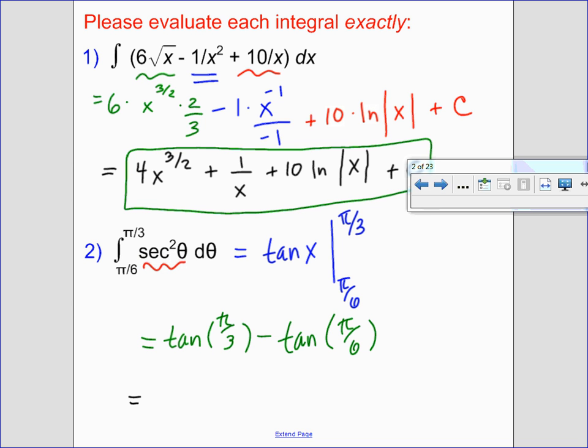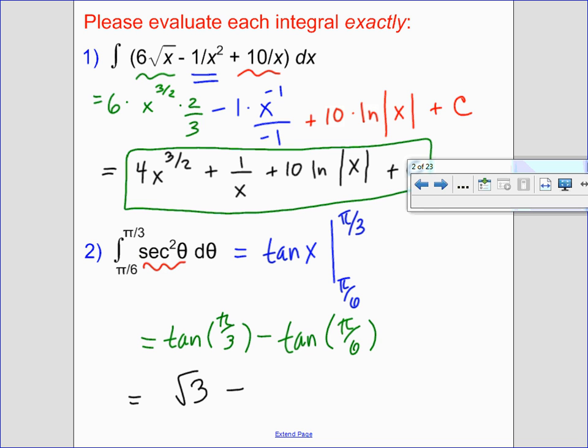So we'll go to our unit circle, right? And we know that the tangent of pi over 3 is equivalent to the sine of pi over 3 over the cosine of pi over 3. So sine of pi over 3 is root 3 over 2, over cosine of pi over 3, which is 1/2. So root 3 over 2 over 1 over 2 is just root 3. So I get root 3 for my first evaluation.